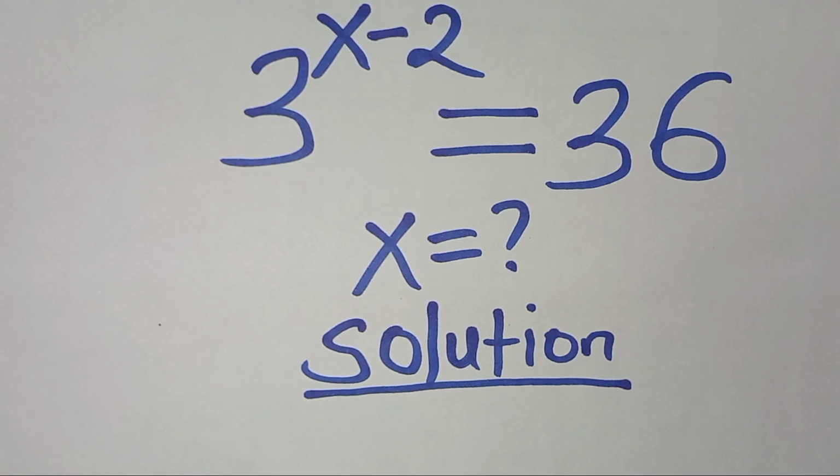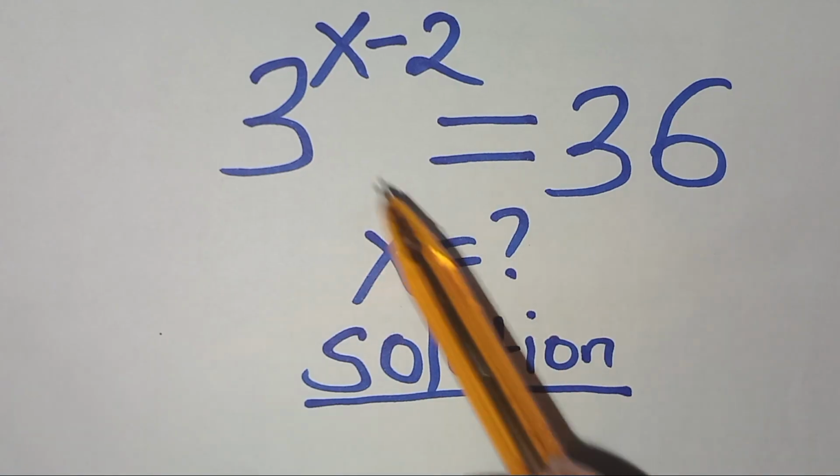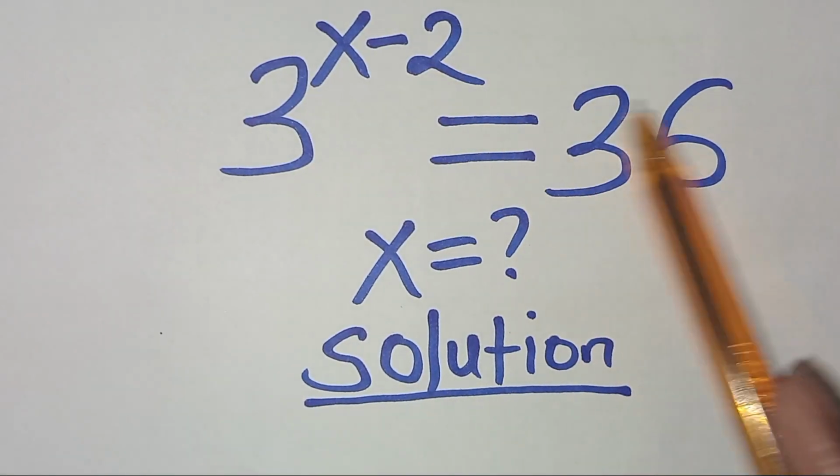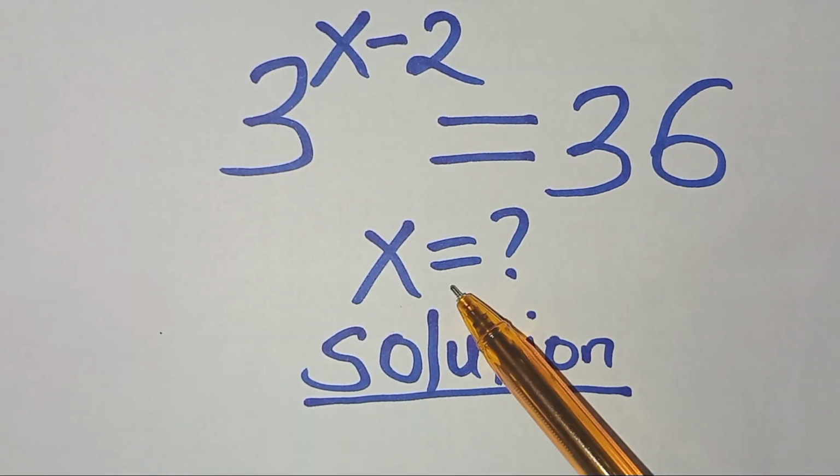Hello everyone, welcome. Let's provide a solution to this exponential equation: 3 to the power x minus 2 is equal to 36. So what is the value of x?